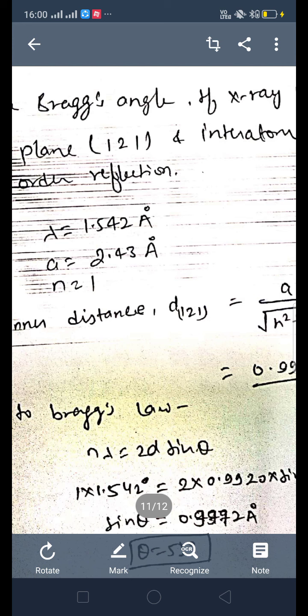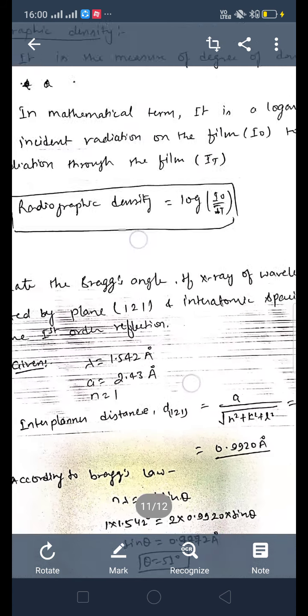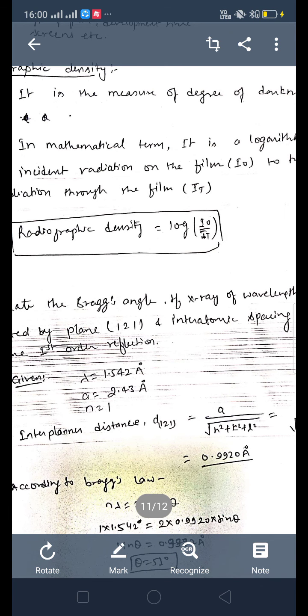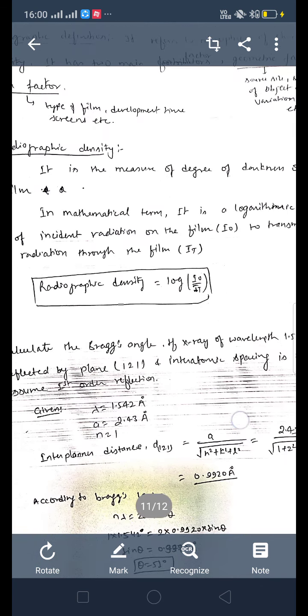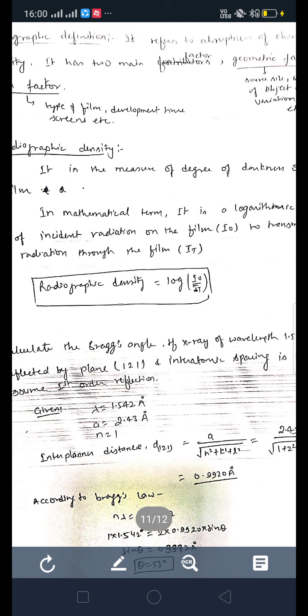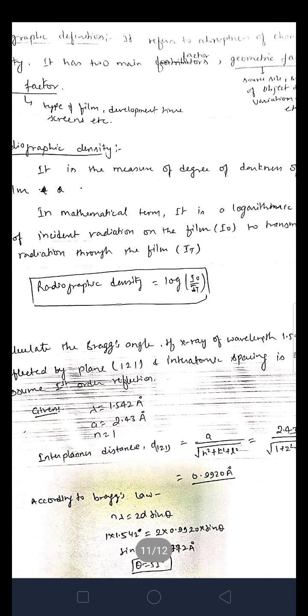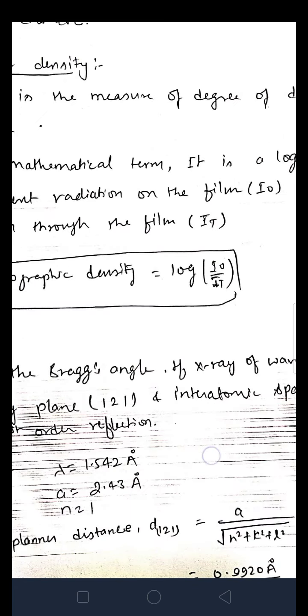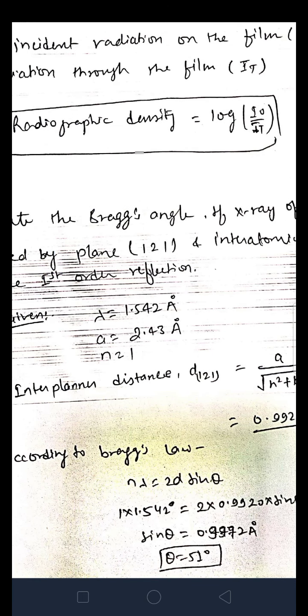So after putting the values of n, lambda and d and solving this, what is theta? We get theta equals 51 degrees. So the answer is theta equals 51 degrees and d equals 0.9920 angstrom. So this question is completed. Move to the second question.